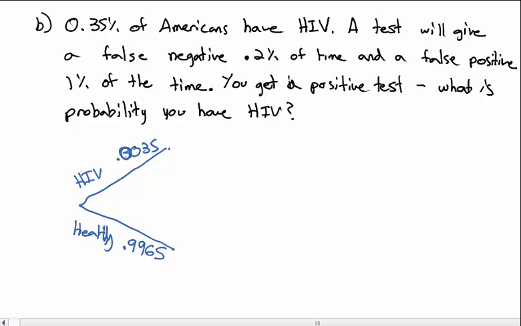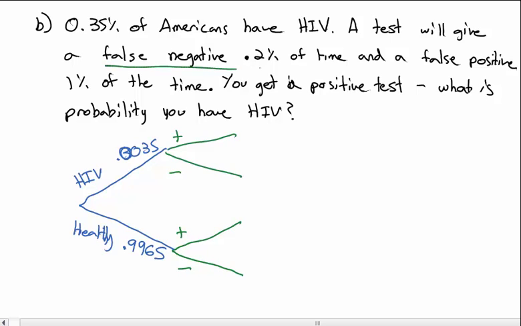Then you take a test. You're either going to get a positive or a negative test result. A false negative is 0.2%. False negative means you really have the disease, but you got a negative test. It should have been positive. So that probability of a false negative is 0.002, 0.2%, which means the probability you get an actual positive is 0.998.